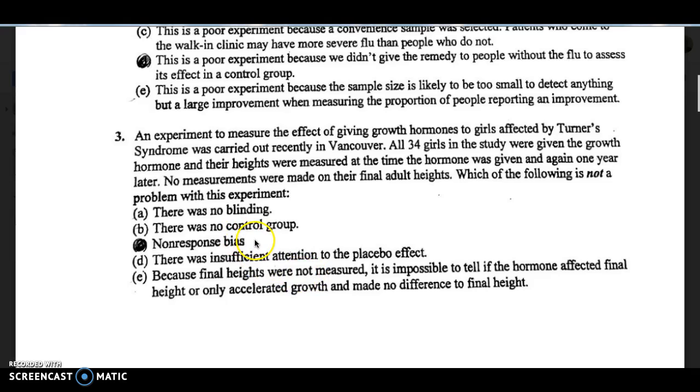So the only one that's not a problem here is C, non-response bias. Non-response bias is basically when you contact people hoping to get replies and you don't get replies from some of them, which is not even part of the situation in this problem.